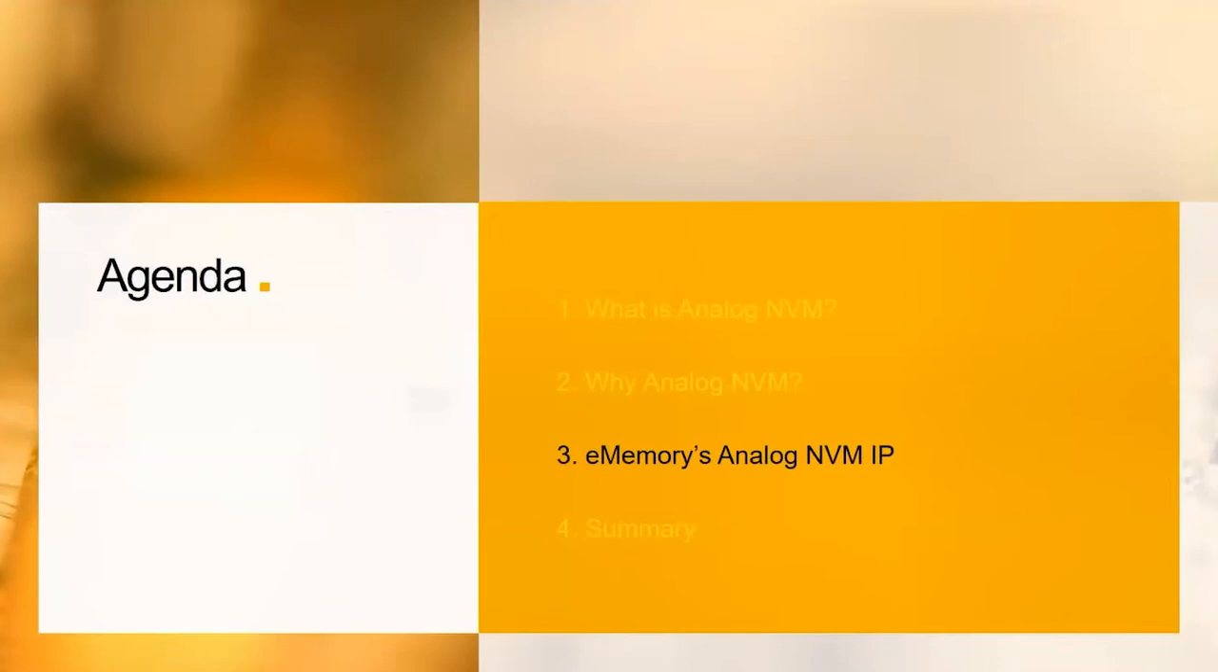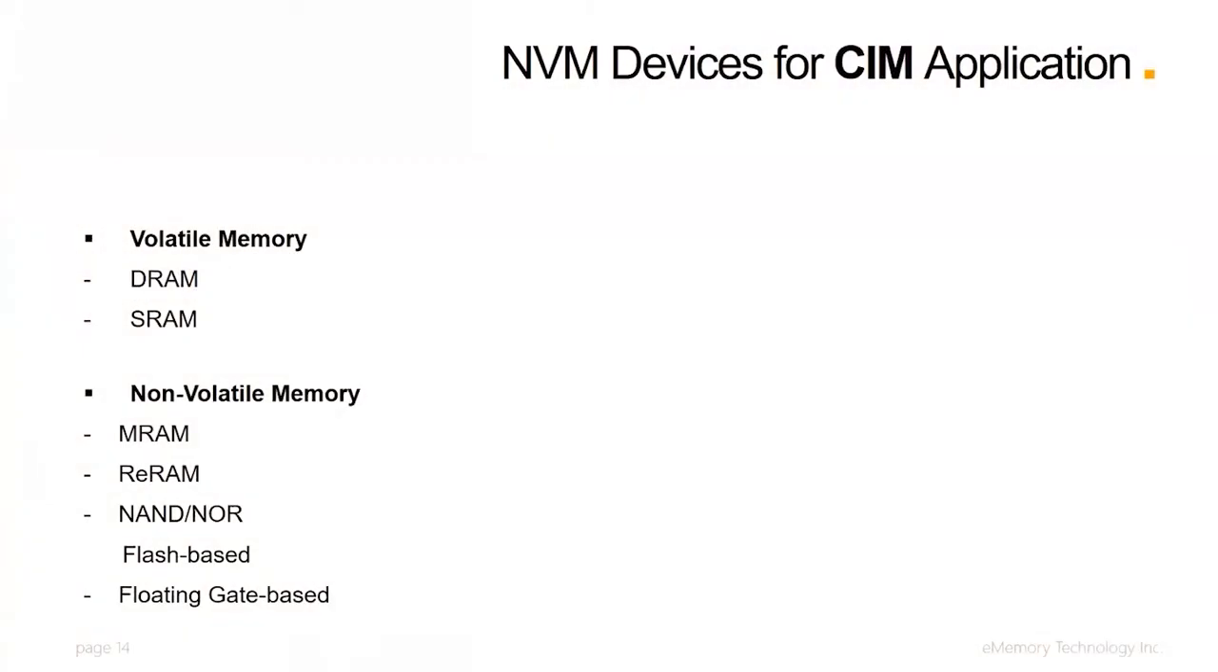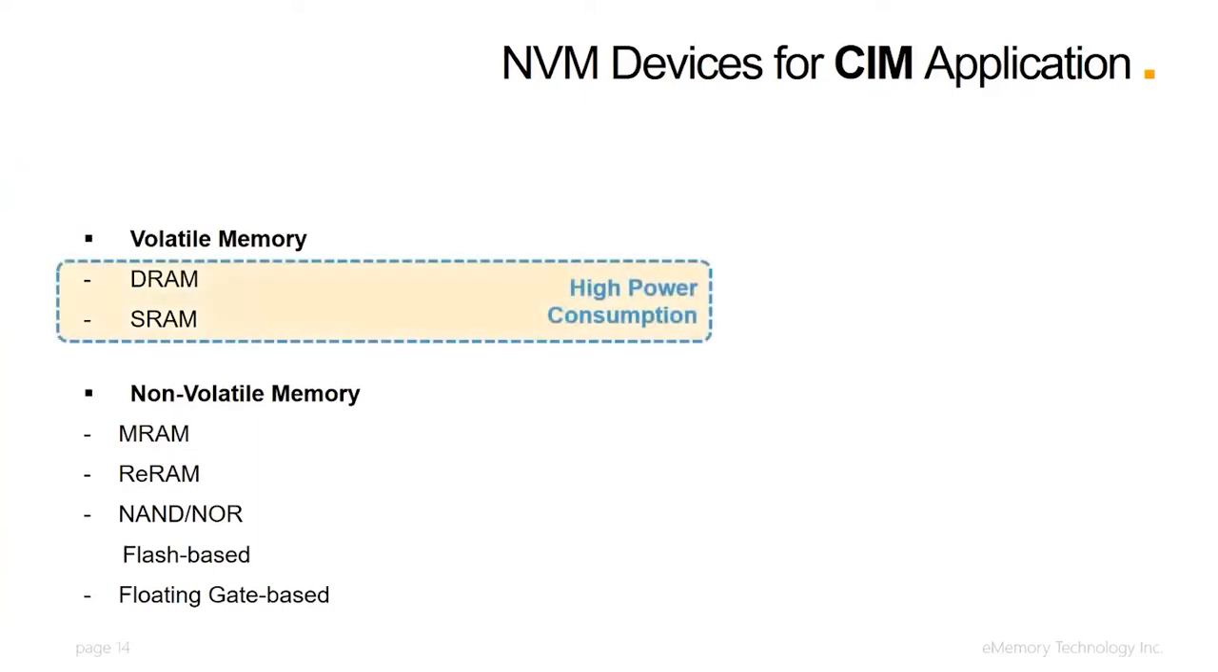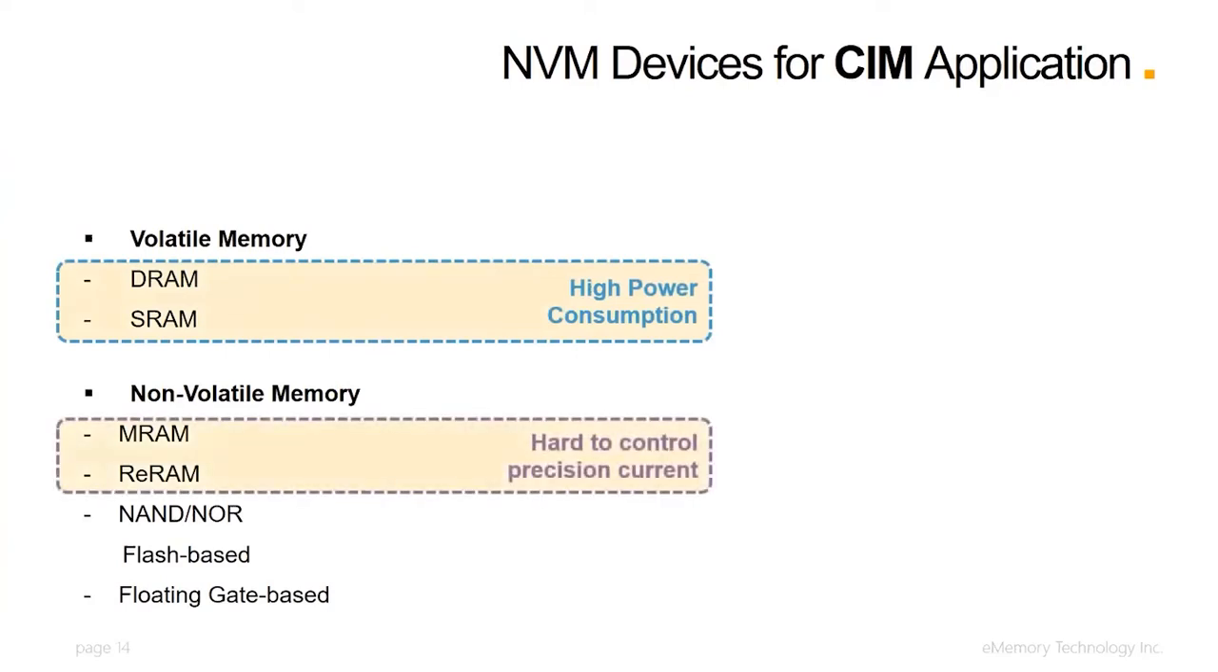Next, we will introduce eMemory Analog Multi-Memory IP and let everyone understand this technology. Many memory types could be candidates for an AI chip, including runtime and non-volatile types. Runtime memory includes SRAM and DRAM, and non-volatile memory includes MRAM, RRAM, NOR flash, NAND flash based, and floating gate based. However, runtime memory has high power consumption, and MRAM and RRAM are hard to control for precision current.